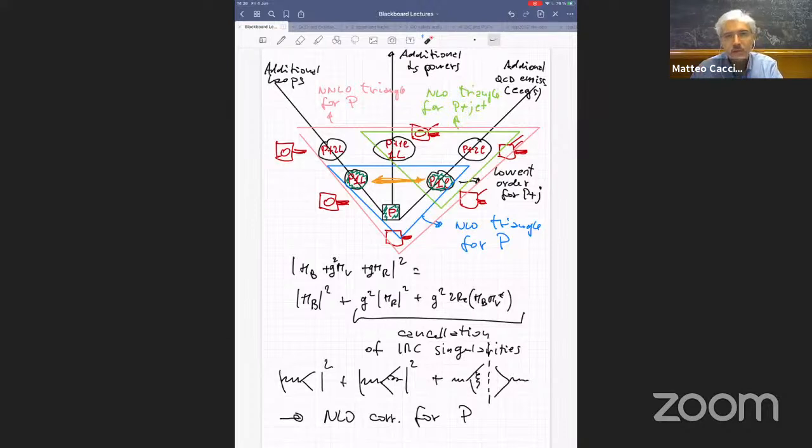The frontier of research today is to try to standardize and automate the cancellation of infrared and collinear singularities at the two loop, one loop, one emission and two emission level. It is these cancellations that are the difficult thing to do, because as soon as you start having two particles in the final state, each of them could be either soft or collinear with any of the other particles in the phase space. So there are many different combinations you have to take into account.